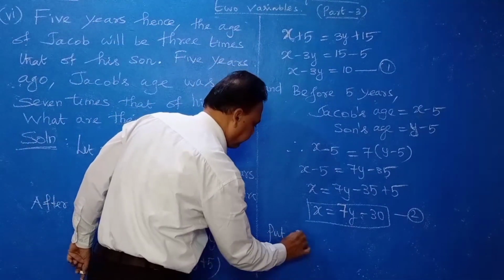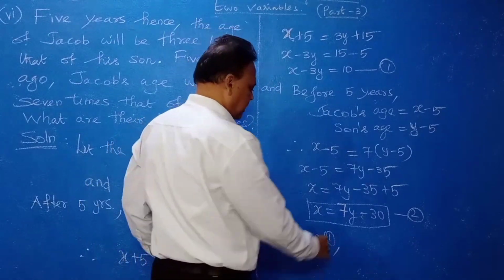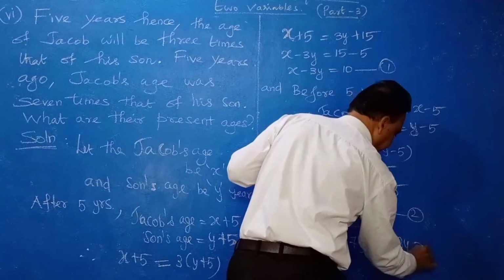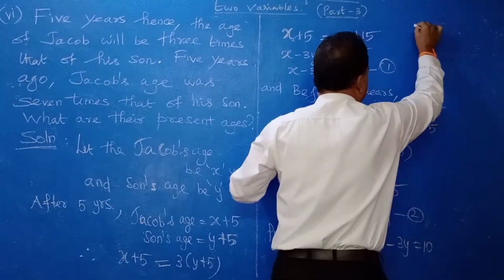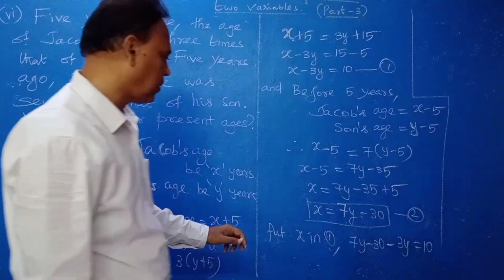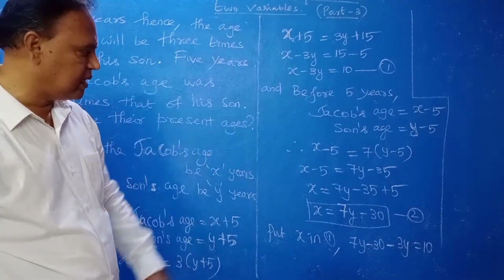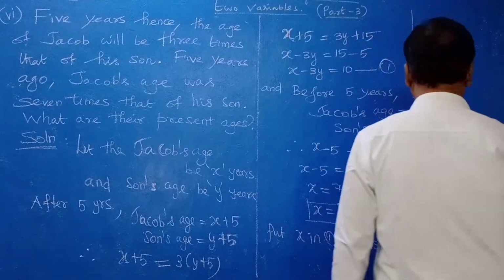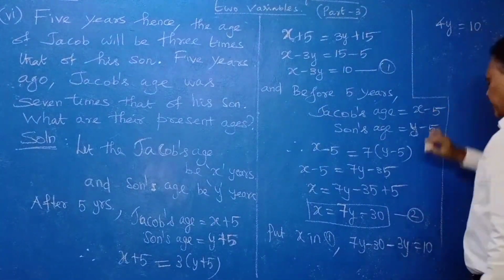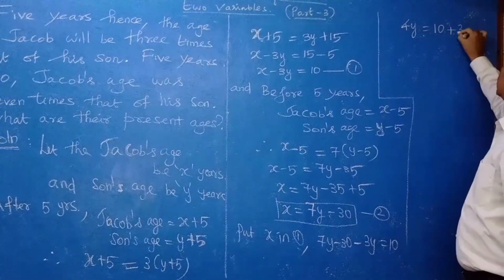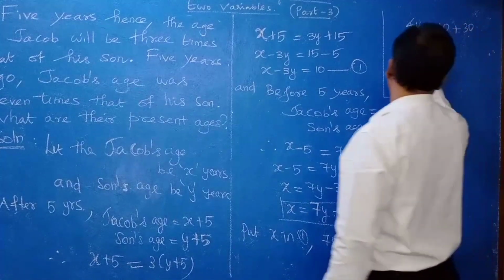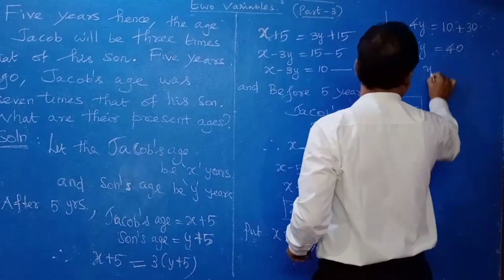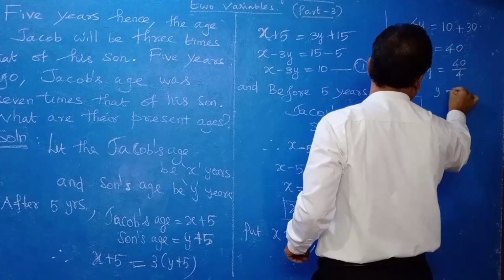Now put this x in equation 1. What will you get? 7y minus 30 minus 3y equal to 10. Now 7y minus 3y is how much? 4y. 4y equal to 10, and bringing the minus 30 to this side means plus 30. So what are you getting? 4y equal to 40. Therefore y equal to 40 by 4, how much? 10. y equal to 10.